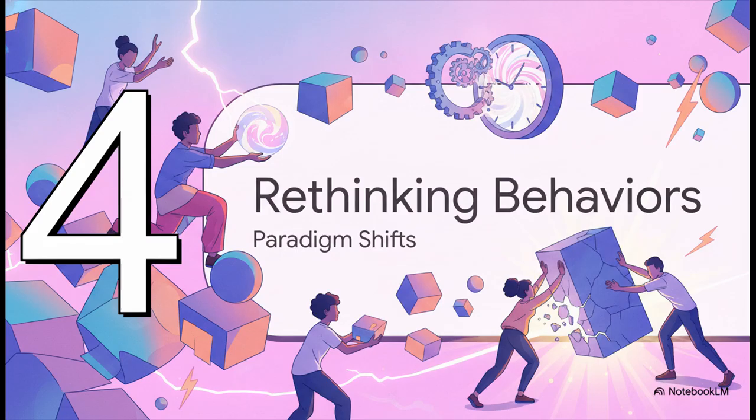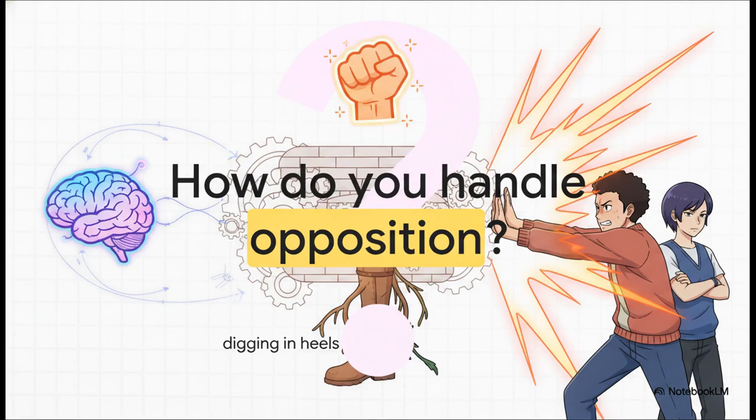Section 4, rethinking leadership behaviors. Time for some paradigm shifts. To truly adopt these capabilities, we kind of have to audit our own habits. Think about it. When you push for really difficult change and you inevitably hit a wall of opposition from your team or partner agencies, how do you typically react? Do you dig your heels in, get a little defensive, maybe try to muscle it through using your formal authority?